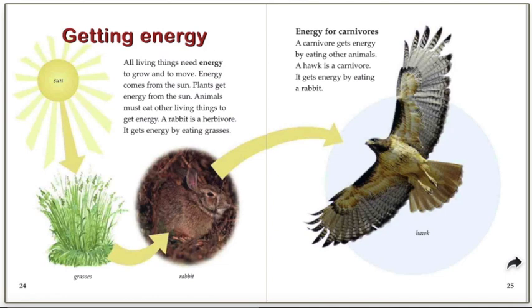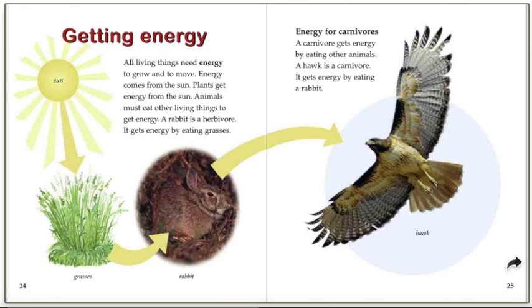All living things need energy to grow and to move. Energy comes from the sun. Plants get energy from the sun. Animals must eat other living things to get energy. A rabbit is an herbivore and it gets its energy by eating grass.